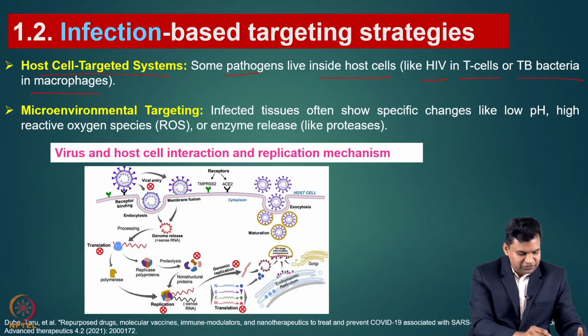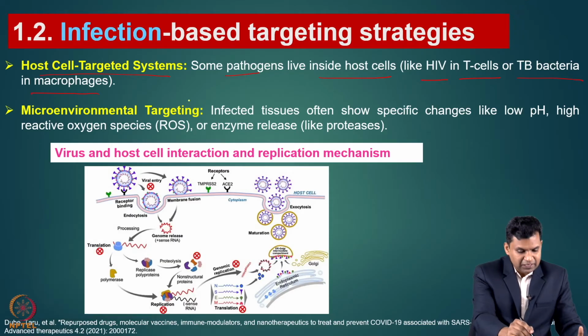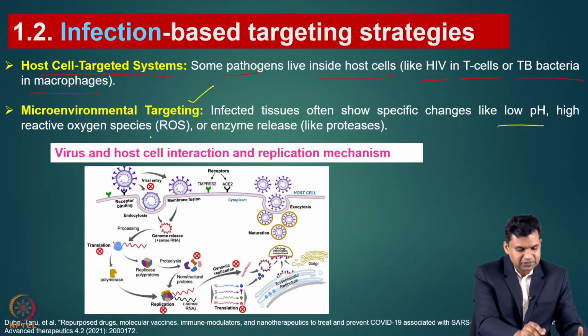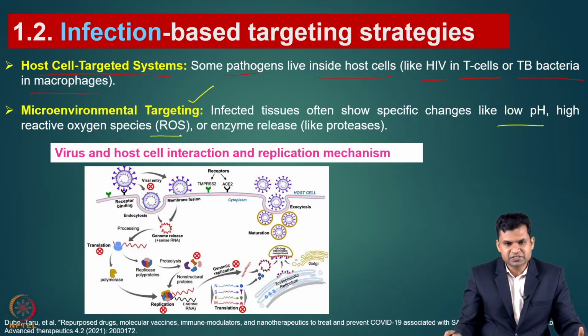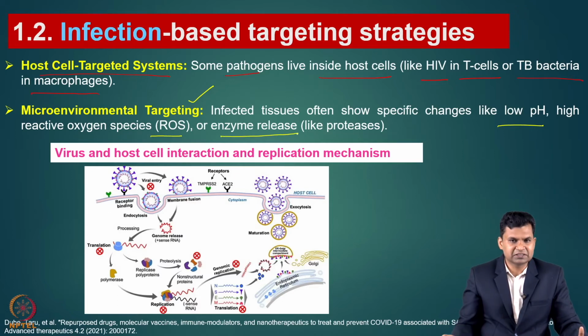And there are a lot of changes that happen in the tumor microenvironment, and similar changes happen in infectious disease, which is microenvironment targeting. So, the change in pH, the high level of ROS systems and also the enzymes, with those we can also target the host cell.